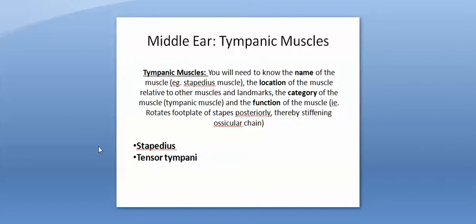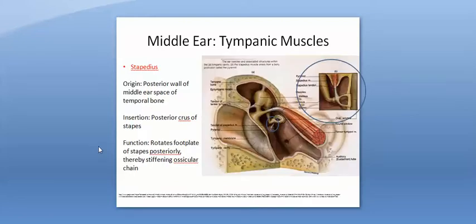All right. So now we're going to learn about a few muscles. There's only two that help mediate how much sound travels through to the inner ear. So just like any other muscle that you've learned, you need to know the name, location, category, and function. And the two muscles are the stapedius and tensor tympani.